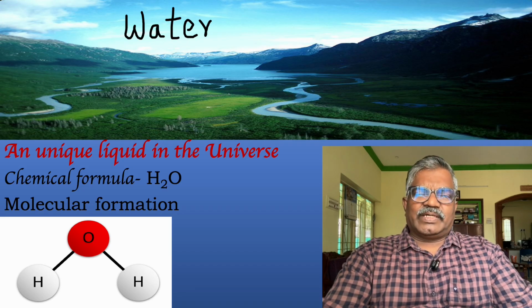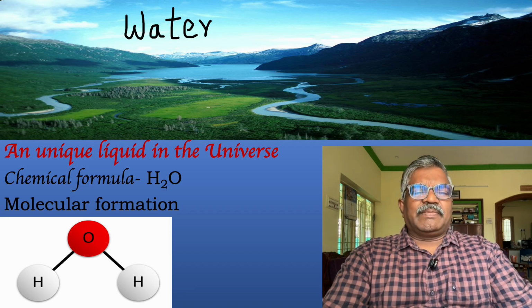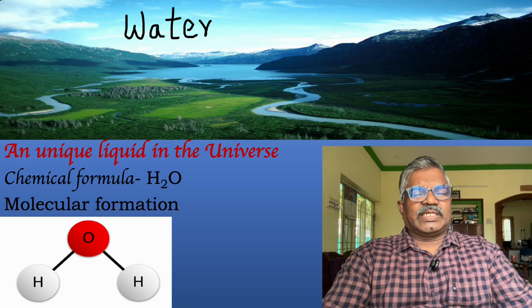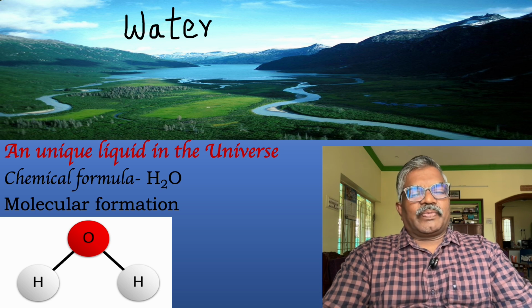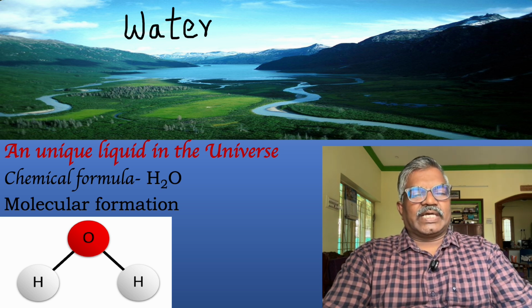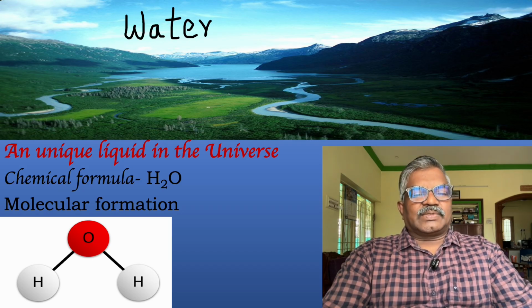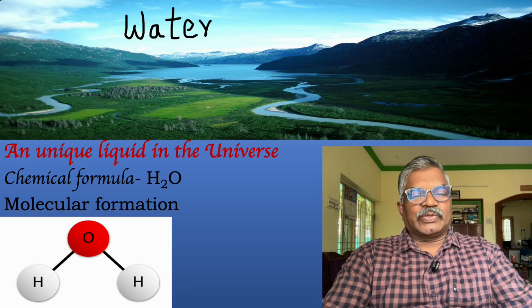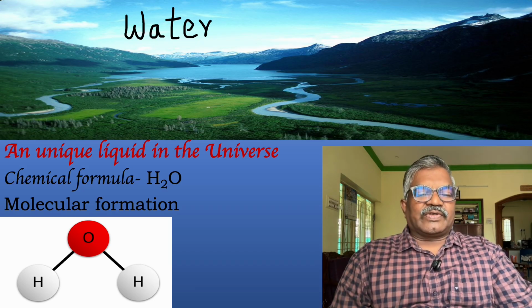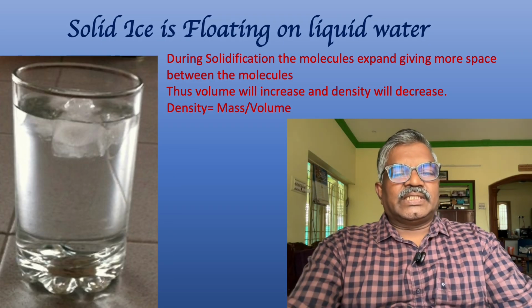Everyone knows the very basic chemical formula of water. From the very beginning, we know that the chemical formula of water is H2O. The students who study chemistry must know that it is made up of hydrogen and oxygen. Two atoms of hydrogen and one atom of oxygen combine together to form a water molecule. So, this is the basic molecular formation of water. First of all, we will discuss water.